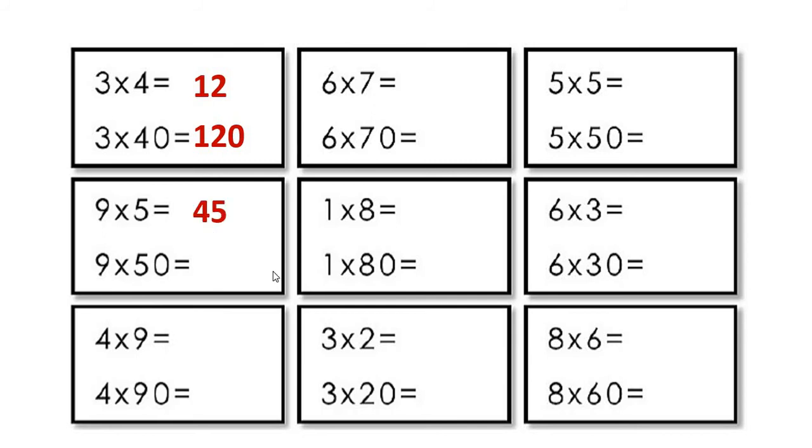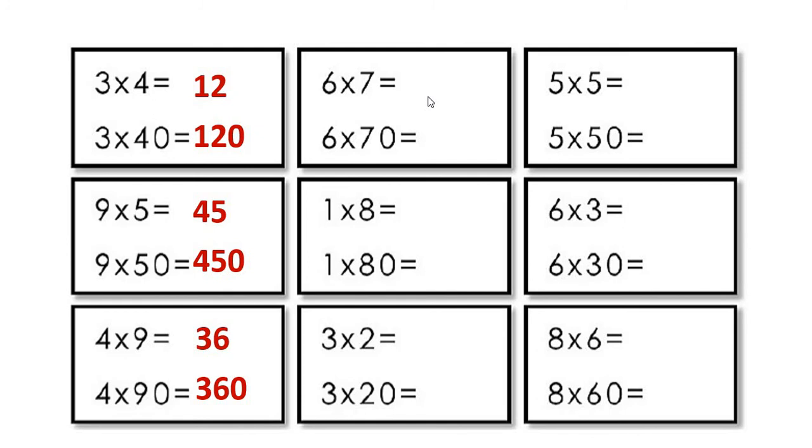9 times 5 is 45. So what is 9 times 50? 45 with a 0 at the end, 450. 4 times 9 is 36. So 4 times 90 is, what is it, class? I can't hear you. Shout it out. Add a 0 to the end, it's 360.